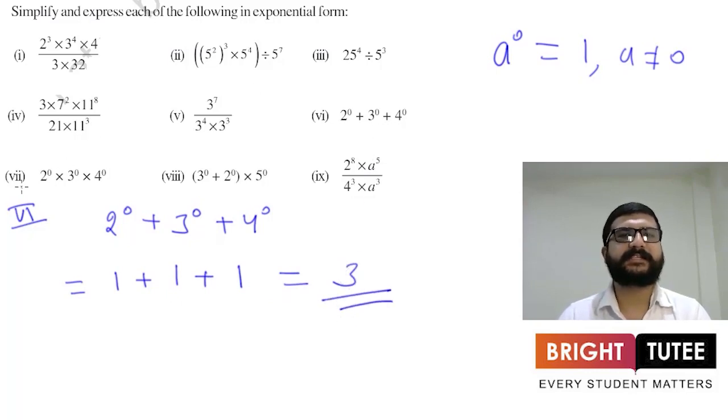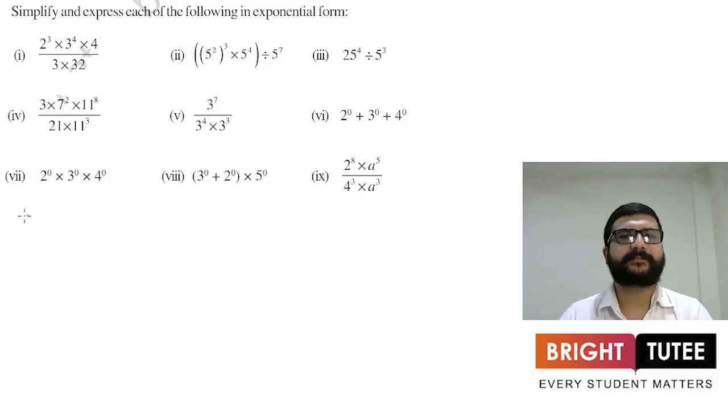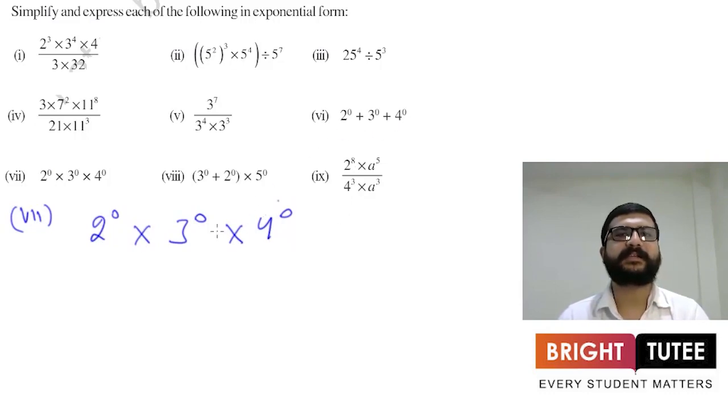Now let's see the seventh part of the question. Here we have 2 to the power 0 into 3 to the power 0 into 4 to the power 0. In the previous one we were adding all these numbers, but this time we are multiplying them. So it will be 1 into 1 into 1. Now we know 1 multiplied with 1, any number of times will give us 1 only.